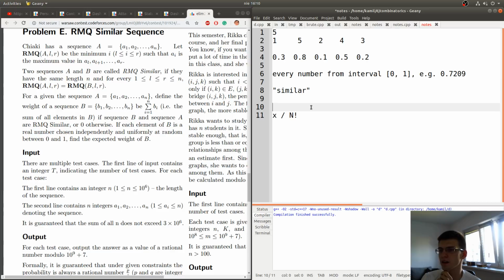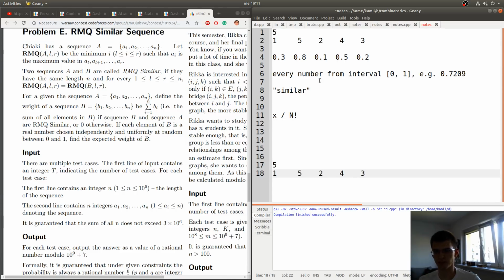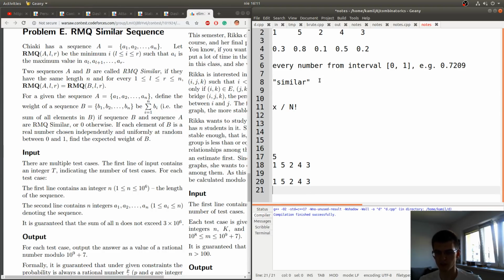Okay, so we said that the question boiled down to counting the number of permutations. So now we have this sequence, and we count the number of permutations that are similar to the given one. So, for example, of course, the same permutation will be similar to itself, but also this one will be similar, and a few others.